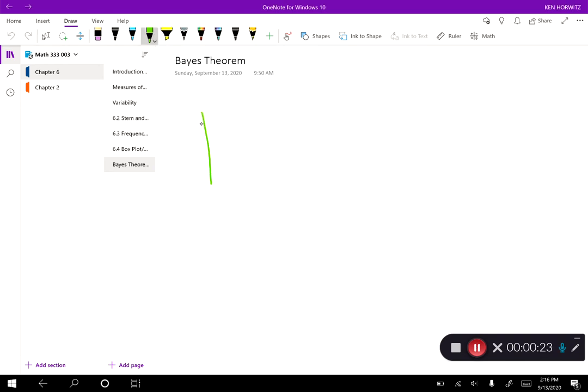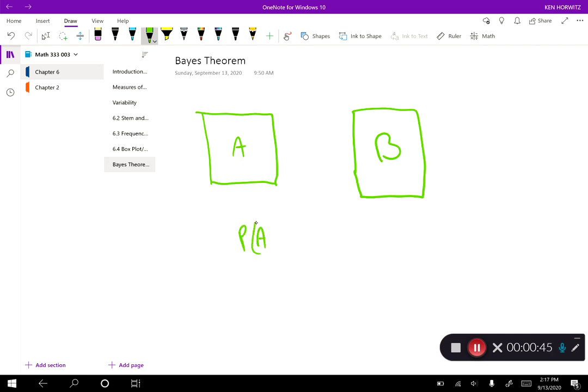If I have cup A and cup B, and they were exactly the same, and I didn't tell you which one you were picking out of, what's the probability that you're going to pick out of cup A? Well, there's two cups. There's one cup A, so you would say 1 out of 2. All right?